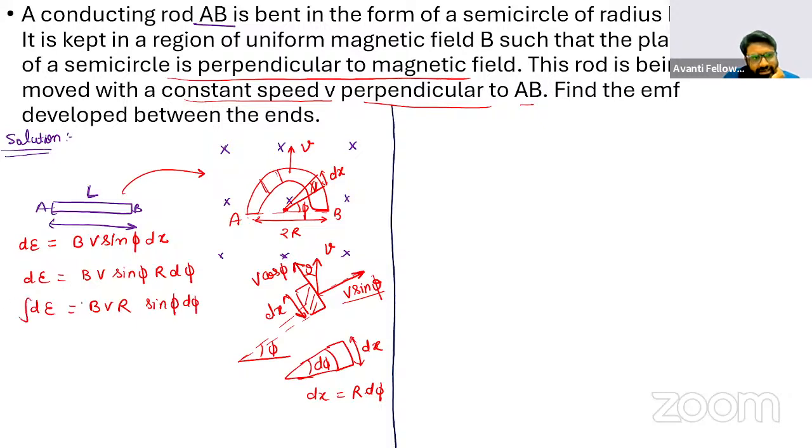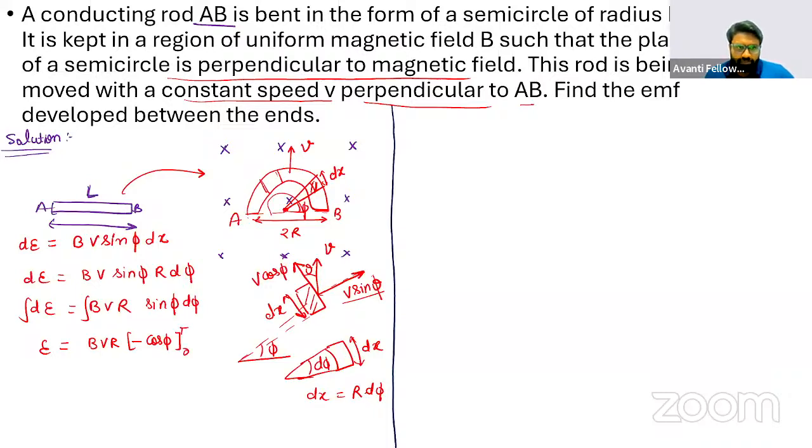Just integrate it to get the total EMF. So it will be E is equal to BVR times the integration of sin phi d phi. The integration of sin phi d phi will be minus cos phi, because the differentiation of cos phi gives minus sin phi. And phi is varying from 0 to pi only.